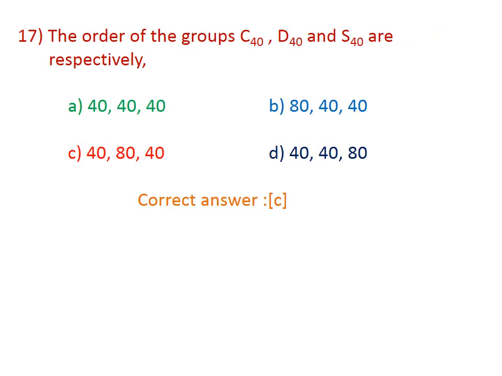Question number 17. The orders of the groups C40, D40 and S40 respectively. Here the correct answer is C. For C40 the order is 40. For D40 the order is 80. For S40 the order is 40. Therefore the correct answer is C, 40, 80, 40.